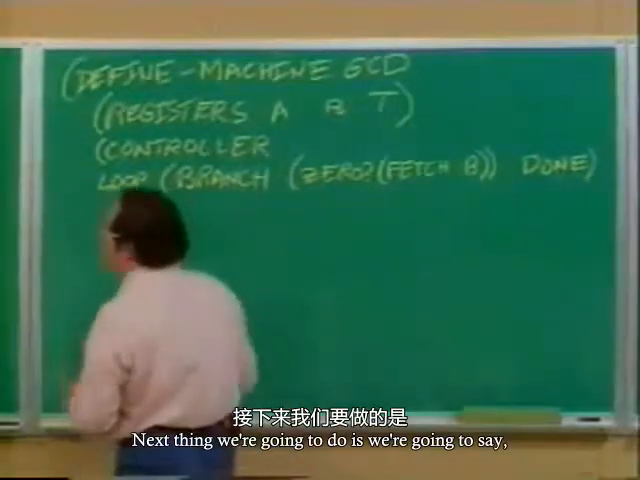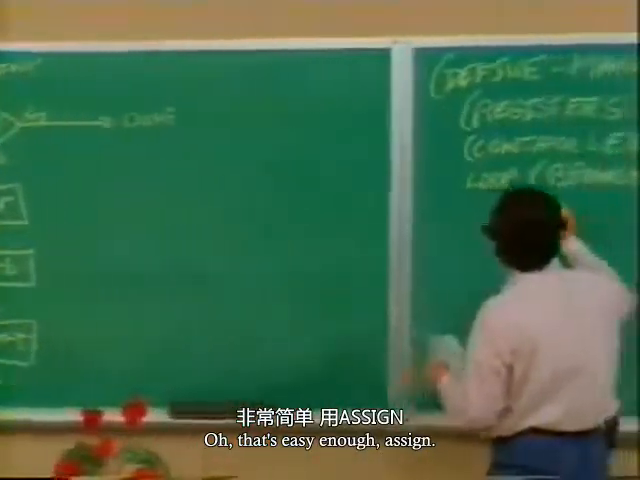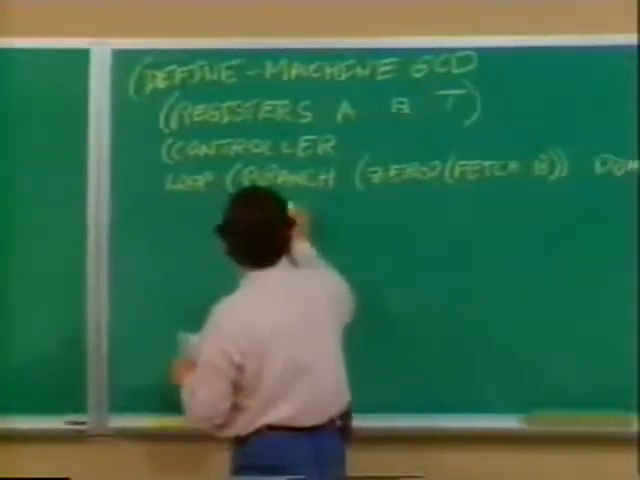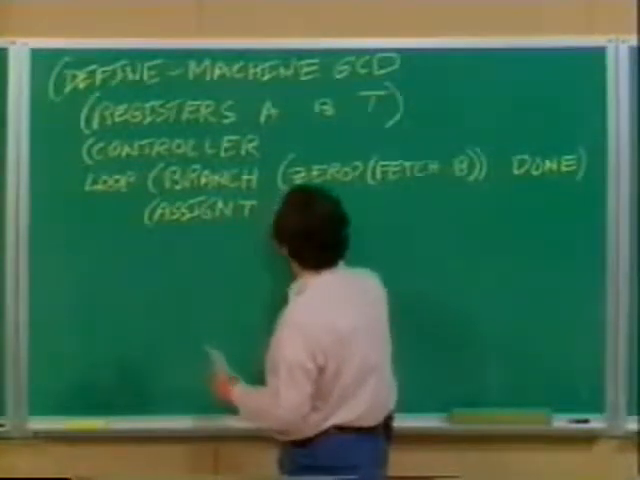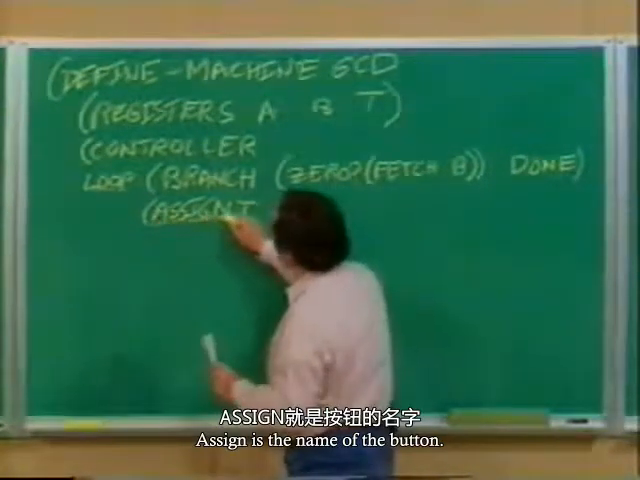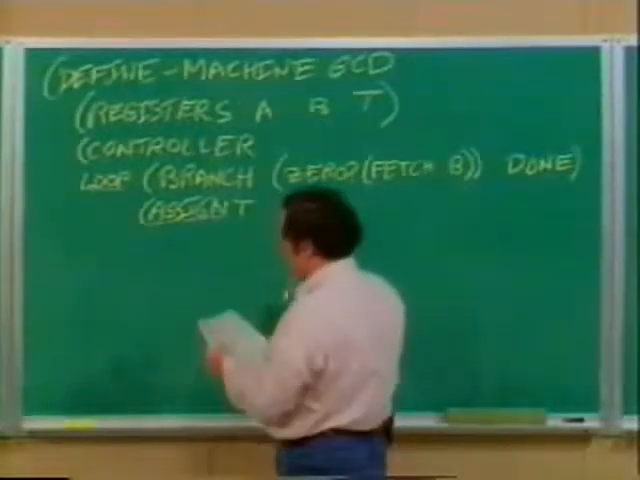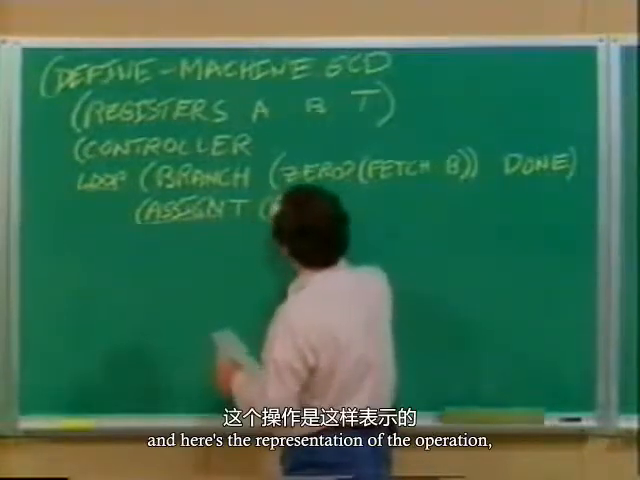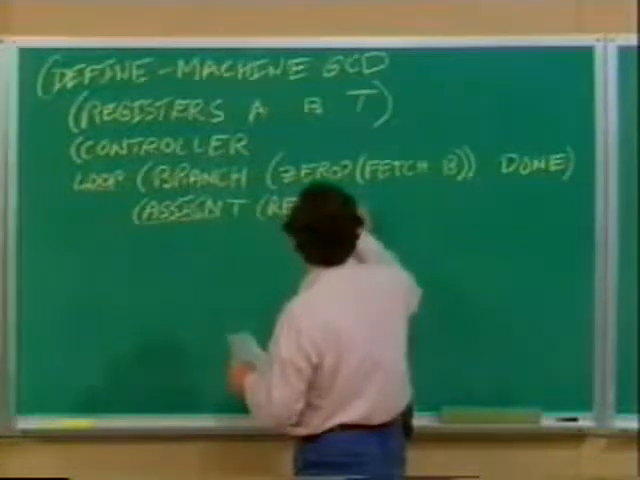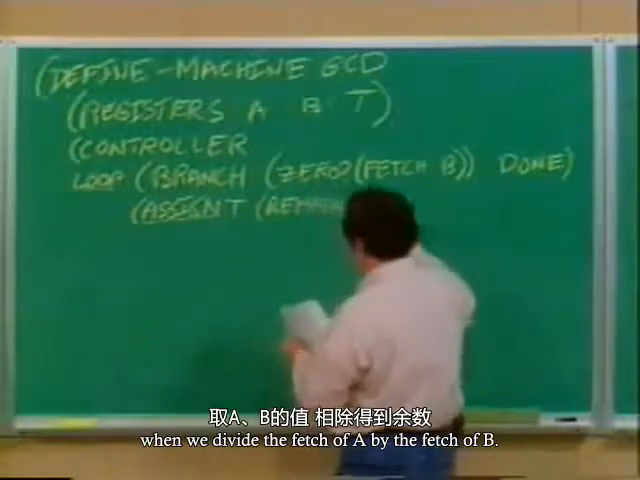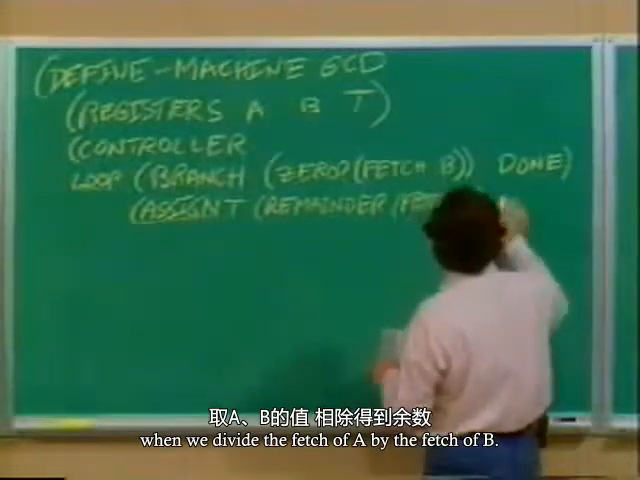Next thing we're going to do is we're going to say, how do we do T gets R? Oh, that's easy enough. Say assign. We assign to T the remainder. Assign is the name of the button. Okay, that's the button pusher. Assign to T the remainder, and here's the representation of the operation, when we divide the fetch of A by the fetch of B.